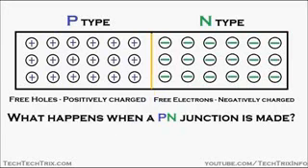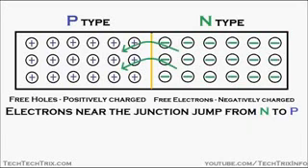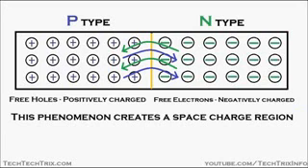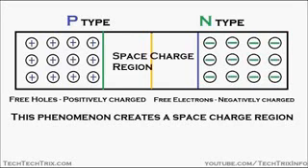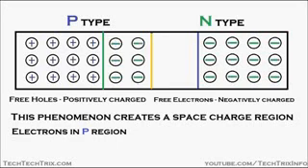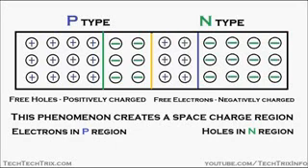What happens when a PN junction is made? Electrons near the junction jump from the N-type semiconductor towards the P-type semiconductor, and holes near the junction jump from the P-type semiconductor towards the N-type semiconductor. This phenomenon creates a space charge region at the junction. Electrons are available in the P region at this space charge region, and holes are available in the N region at this space charge region.